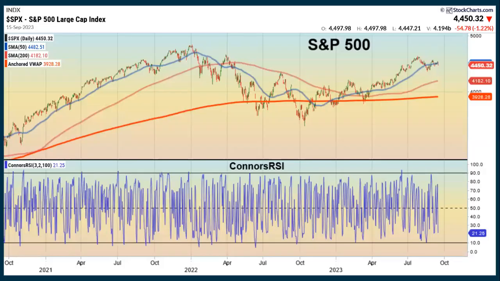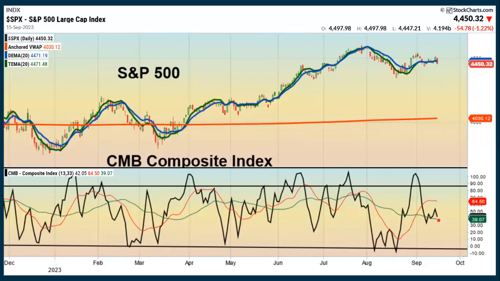Some intermediate term charts. We have the Connors RSI. You could almost put this in the short term category because it's pretty spastic. It works a lot like a regular RSI. We look for extreme positive or negative readings, whether we're above or below the dashed line. The CMB composite is meant to be a standalone trading system. I don't use it like that. When you're crossing the red or the green line, that's supposed to mean something. I just use this like an oscillator for an extreme positive or negative reading, and we're just about in the middle.